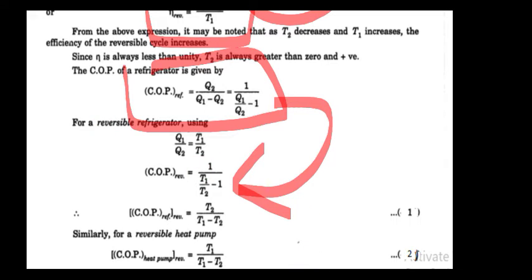Now when we substitute this value, we get T1 by T2 minus 1. Since we are doing reversible, the denominator value goes up and the numerator value goes down. So we get the final value as T2 divided by T1 minus T2. So this is the coefficient of performance for refrigeration in terms of reversible. In the same way, for the heat pump we get it with a change in temperature, that is, instead of T2 we write T1, and we get the coefficient of performance for the heat pump as T1 divided by T1 minus T2.